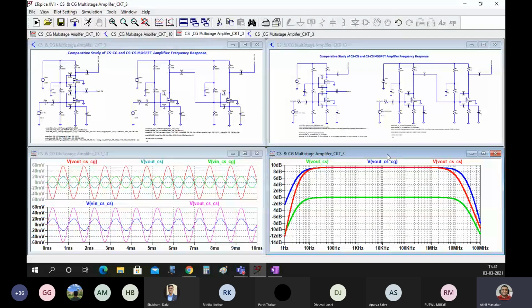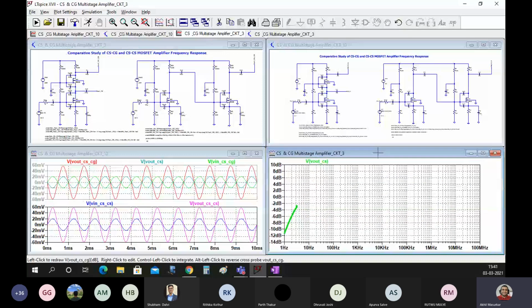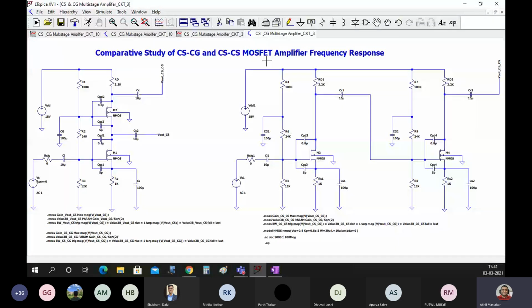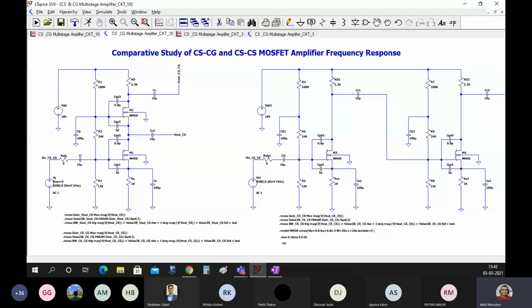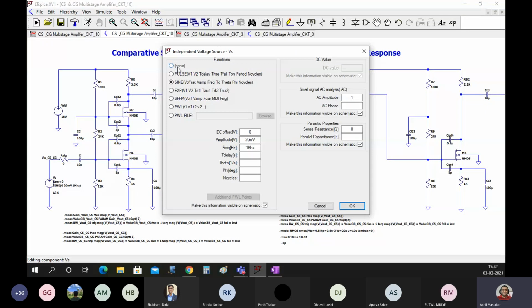Now, when you want to do dot tran analysis, you need to change this from none to sine, and here you will write 20 millivolts or 10 millivolts, whatever you like, and keep the frequency as 1 kilohertz. And here also you have to change it from none to sine and make it 20 millivolts and 1 kilohertz.